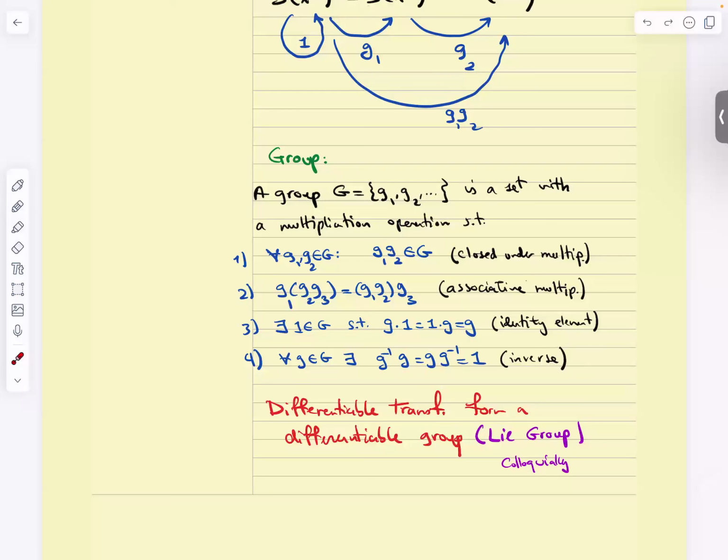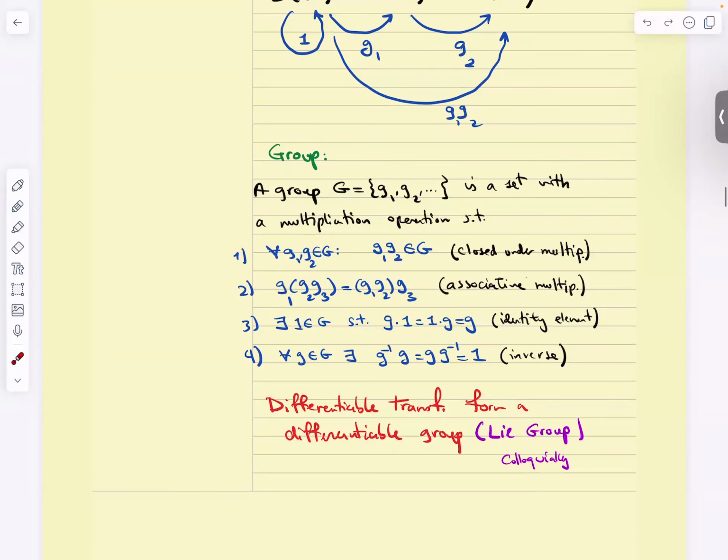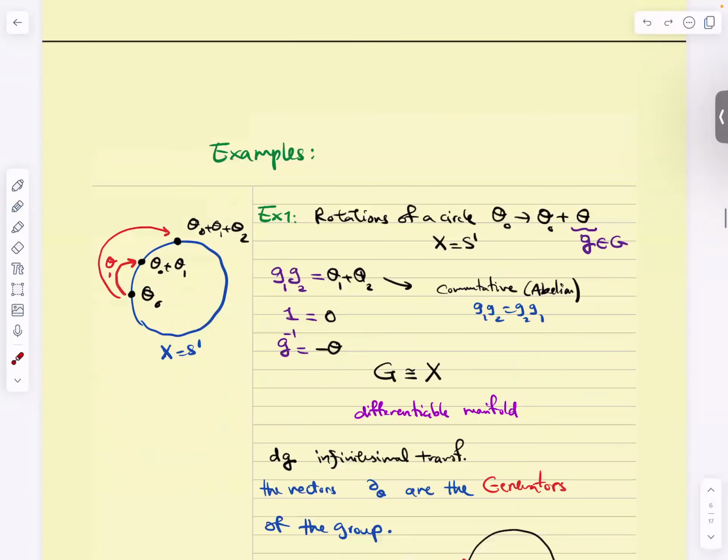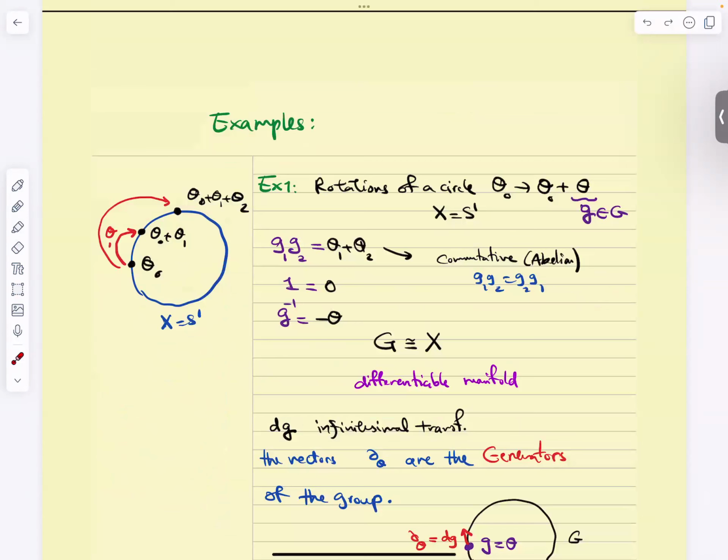So space-times that are very, very symmetric, some of them end up being Lie groups. Are all differentiable groups Lie groups? No. This is colloquial, so I haven't defined it for you yet. So not all differentiable groups are Lie groups. On top of it, you need a notion.